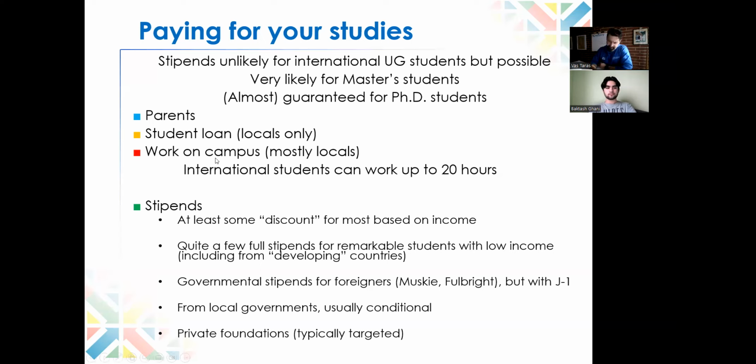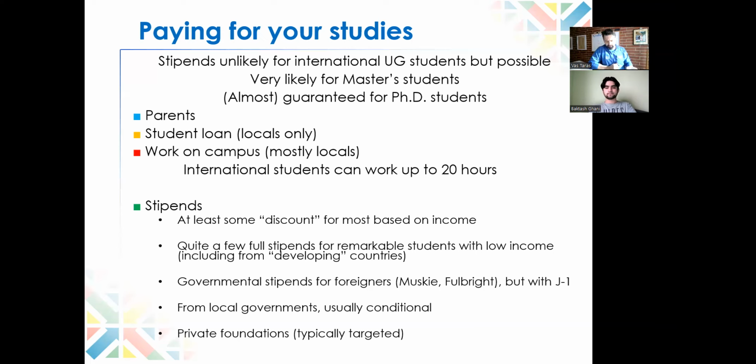Many get a job on campus, but it's mostly for locals. As a foreign student, you would be allowed to work up to 20 hours a week on campus. And as a foreign student at the University of Texas at Dallas, I did work for 20 hours a week as a teaching assistant and then as an instructor. And they would pay me.